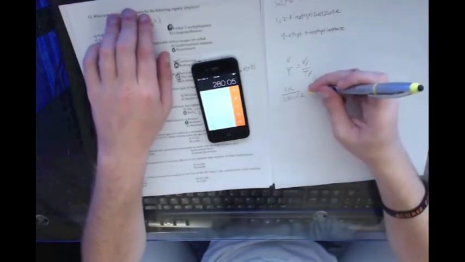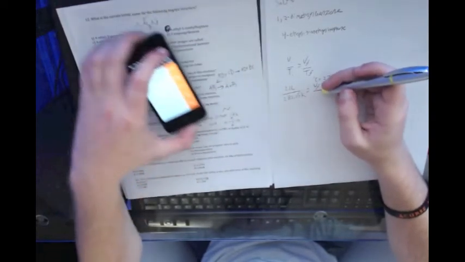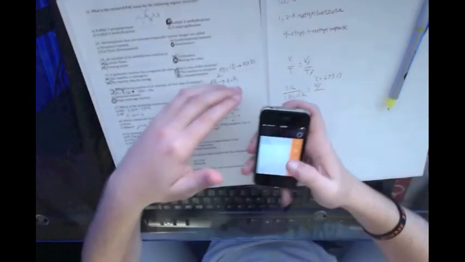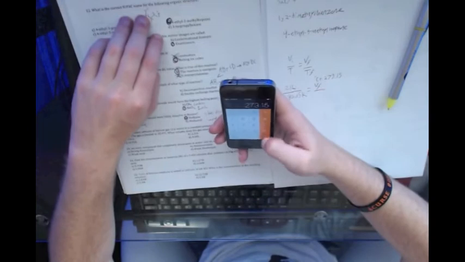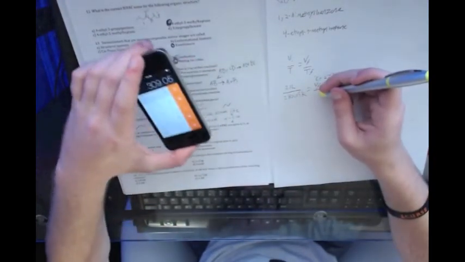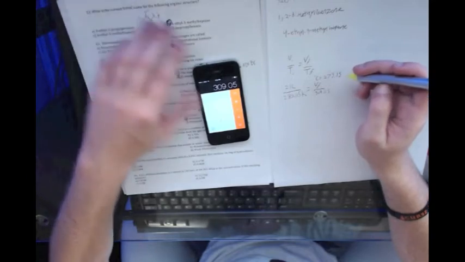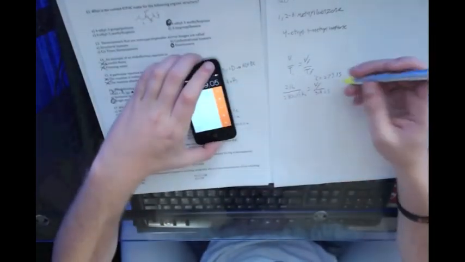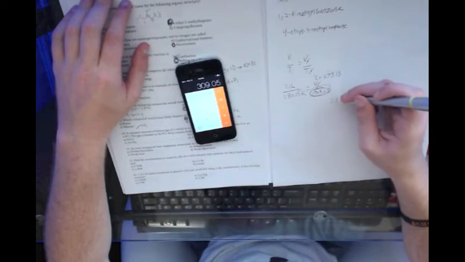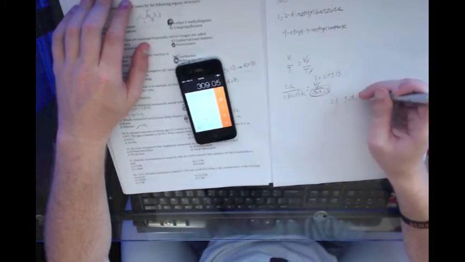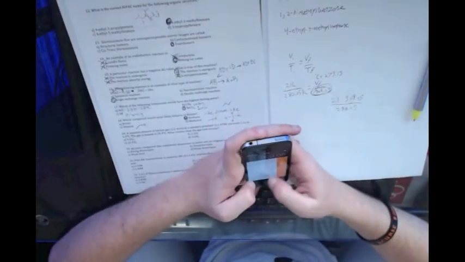Right? Is equal to V final, which we don't know, over temperature final, which they said is 35.9 degrees Celsius. So remember, we got to convert that to Kelvin though. So 35.9 plus 273.15, and we get 309.05. Alright, so now we have to times both sides by this value right here. So we'll have 2.1 times 309.05 divided by 280.05. And let's see what that comes out to.